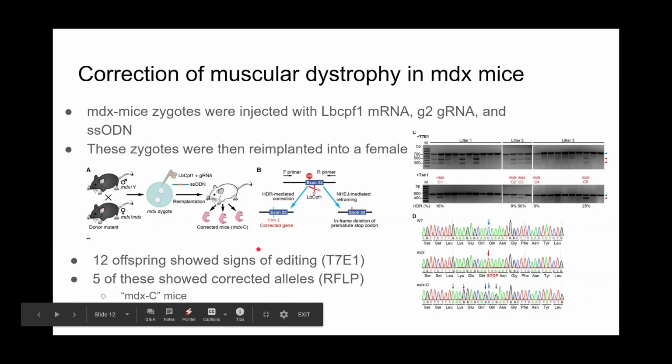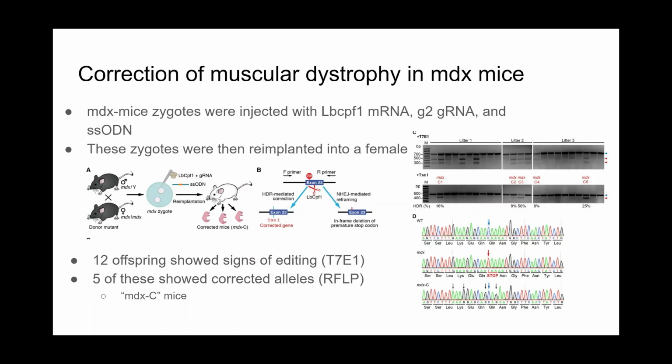Correction of muscular dystrophy in MDX mice. LB-CPF1 mRNA, G2 gRNA, and an ssODN template containing a restriction site were co-injected into MDX mice zygotes, which were then reimplanted into a pseudopregnant female. Zygotes were corrected with either non-homologous end joining or homology-directed repair.